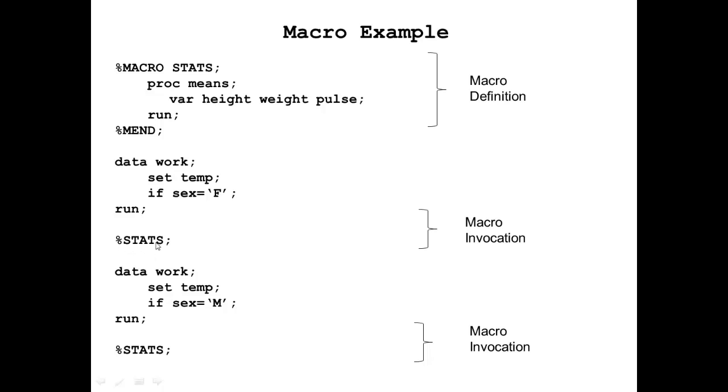So we're saying percent stats. When SAS sees that, it is automatically going to produce proc means of height, weight, and pulse for this data set that's now just females. Then let's say we create a different data set and we're just selecting males. If we invoke the macro again, it's now going to do a proc means using the variables height, weight, and pulse on males.